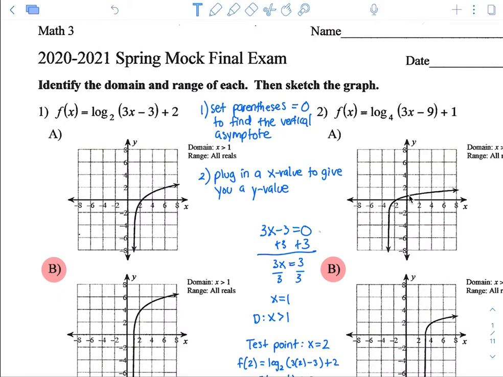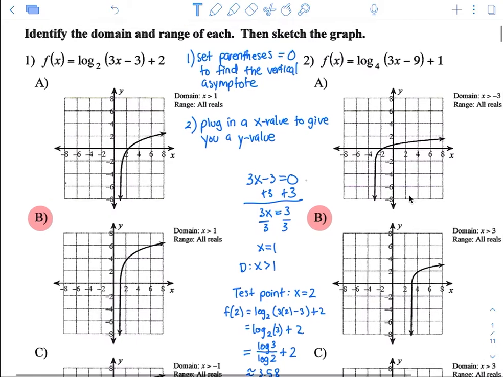And then rule number 2 is you plug in an x value to find a y value that is on your graph. So I'm going to be demonstrating these 2 rules, you guys, so that you can be able to solve for these. So let's take a look at number 1.